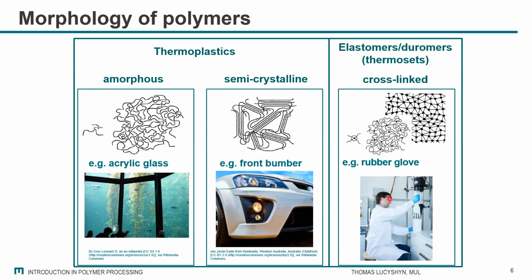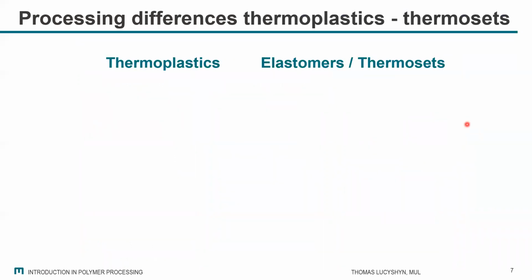So it's like this rubber glove. And on the other hand, if we have a very tight network of connecting points, then it becomes increasingly rigid. And we have really those very hard and rigid materials, which are also quite temperature resistant. And these different morphologies have also an influence on the processing and also furthermore on recycling.